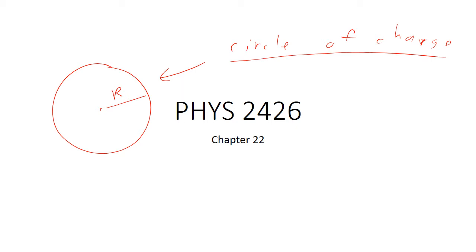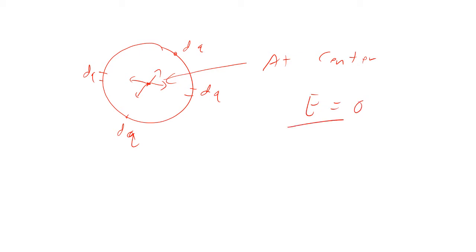Now, if you look at the center of that circle, notice something interesting. At the center of the circle, we got charge right here, and that makes an electric field. But if this is uniform, wherever you are on the circle, there's some dq, but there's another dq on the other side that's exactly balancing. So what does that do? It means at the center, the electric field is zero.